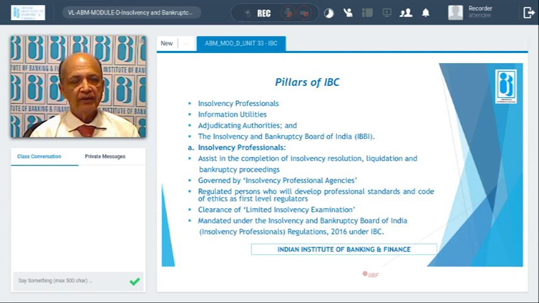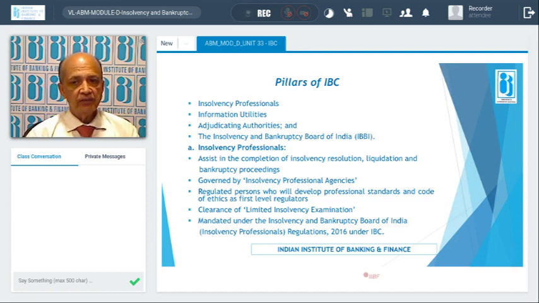And these provisions are mandated under the Insolvency and Bankruptcy Board of India, Insolvency Professional Regulations 2016 under the IBC. We can say these are subsections of the IBC, and the insolvency professionals will come under this. And the second pillar is information utilities.